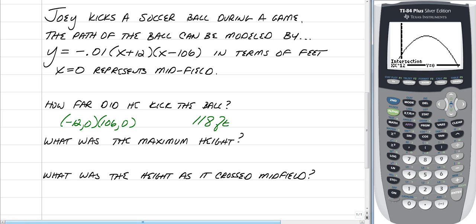To find out how high the ball went, you're going to press second calculate, and this time we're going to go find the vertex at the top. This is a maximum. So it's going to ask us to do a left bound and a right bound. So you're going to need to scroll over and get somewhere pretty close. And click enter. And then it says find the right bound. So you're going to need to go take your spider. Sometimes this takes a minute for your calculator to move.